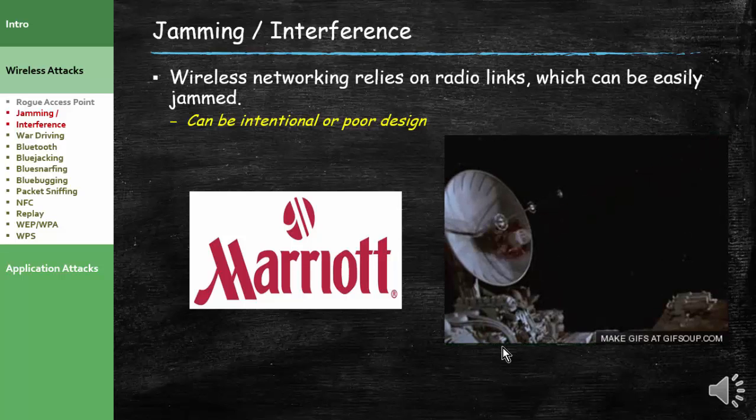But we do have to be aware of jamming and interference. We have to be aware that our networks have to be designed properly so that everyone can access the wireless network that needs to, and those that aren't supposed to should not be able to jam our signal.